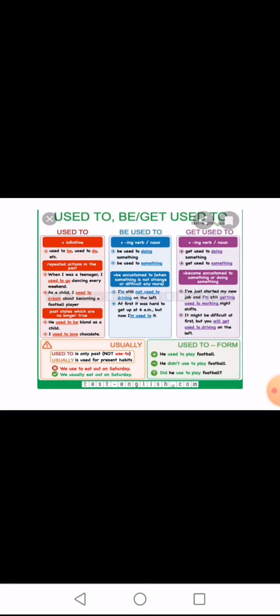Used to is only for the past, not used to. Used to usually is used for the present. We usually eat out on Saturday. ما بنقدر نحكي we used to eat out on Saturday. Just on the past. Used to, he used to play football. زي ما حكينا he didn't use to play. Did he use to play?